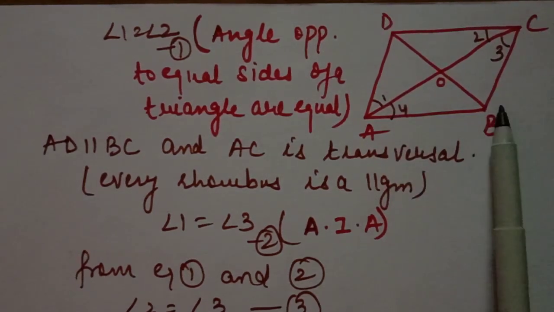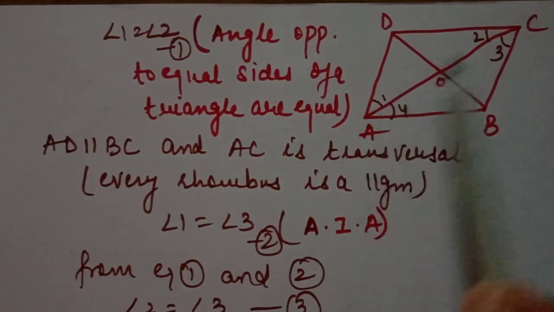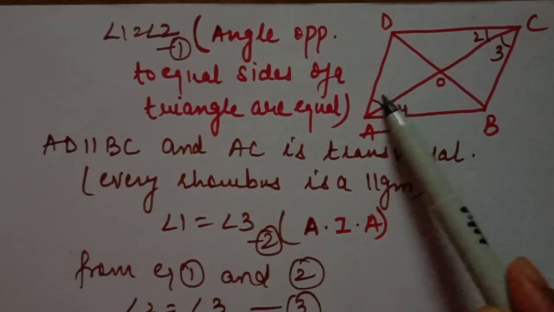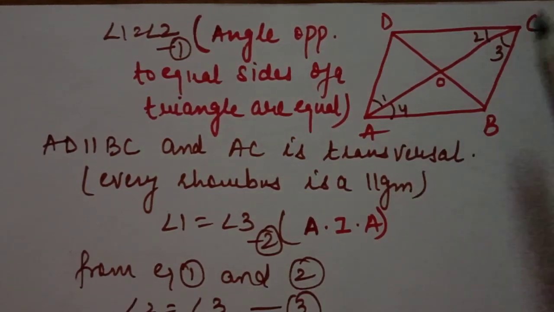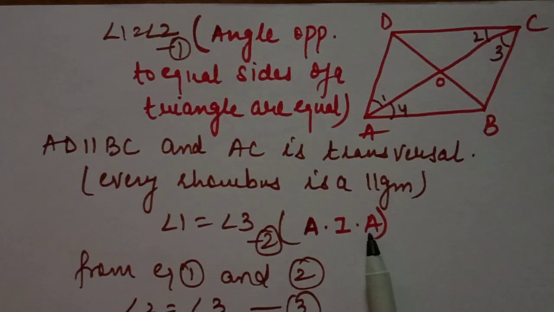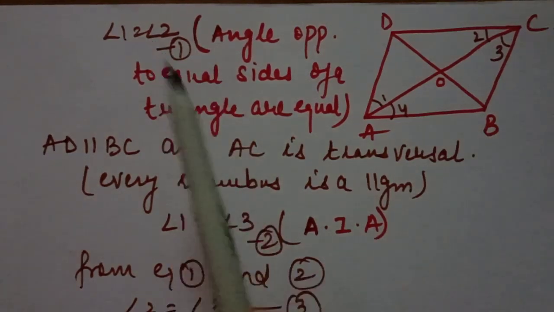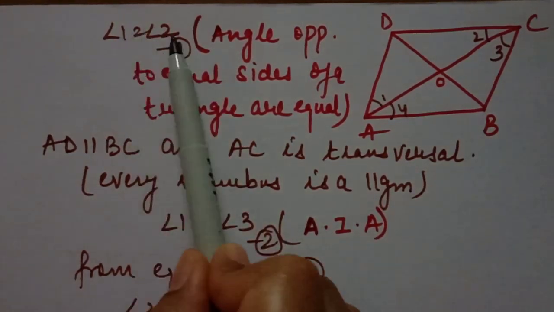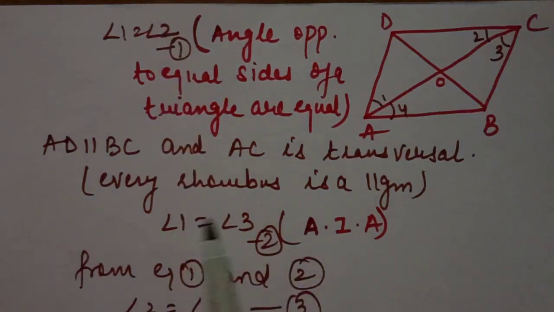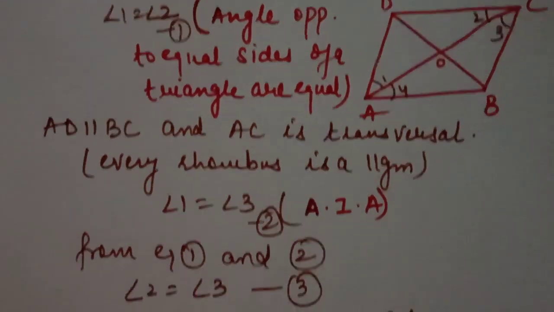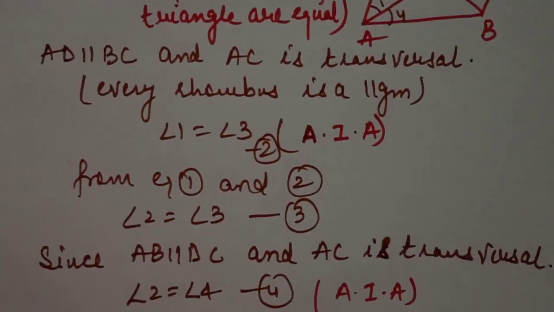AD and BC are also parallel to each other, and AC is a transversal line. So angle 1 and angle 3 are equal to each other because of alternate interior angles. From equation number 1 and equation number 3, if angle 1 is equal to angle 2 and 1 is also equal to angle 3, then definitely angle 2 and 3 are also equal to each other.